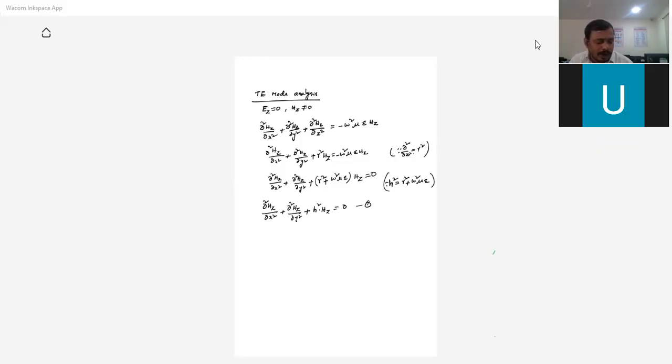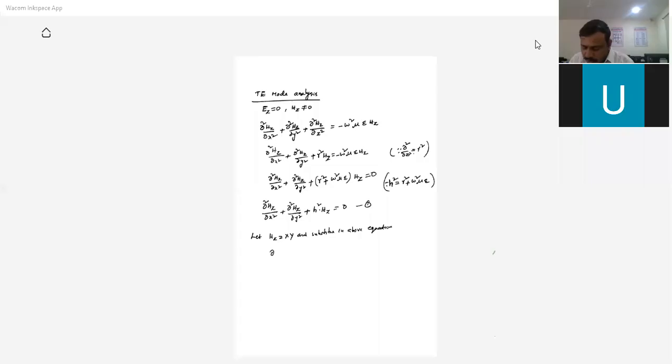So already we know how to find out the solution of the differential equation. We can take Hz is equal to X into Y, and substitute in the above equation. We can derive this like in the previous case. So Hz is equal to X into Y, where X is a component of only small x, and Y is a component of only small y.